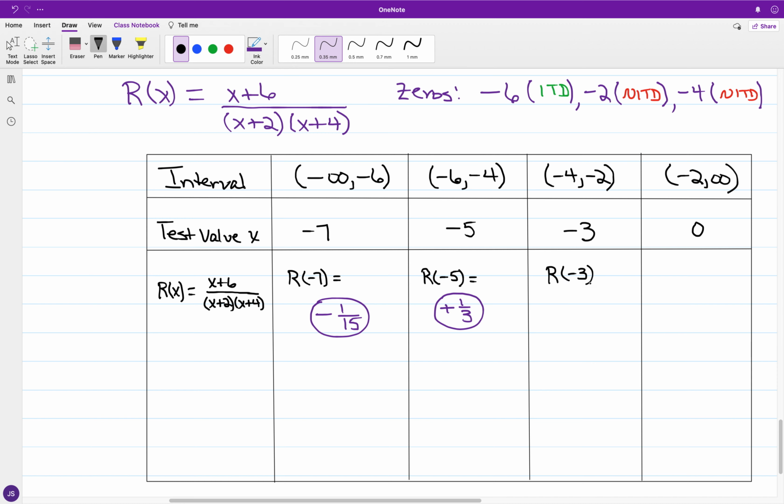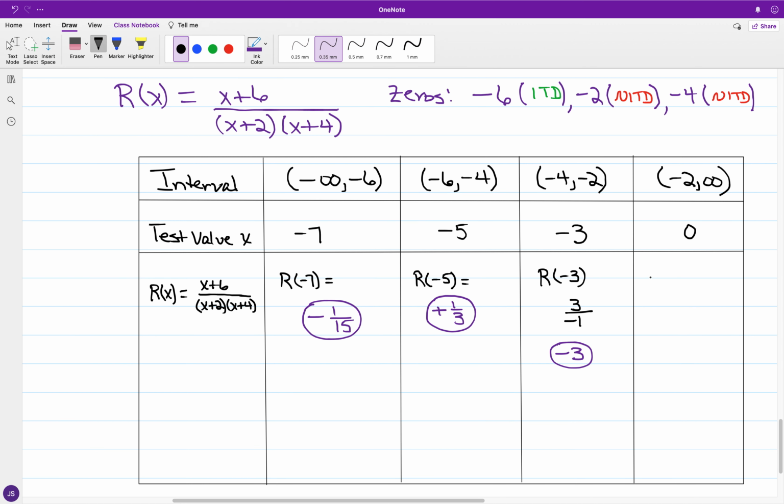And in the case of r of -3, you're going to have -3 plus 6, which is +3. In the denominator, -3 plus 2 is -1, and -3 plus 4 is 1, so you got 3 over -1, so that is going to go to -3. And for r of 0, you're going to have 6 over 2 times 4, so that'll be 6/8, and that is reducible to +3/4.